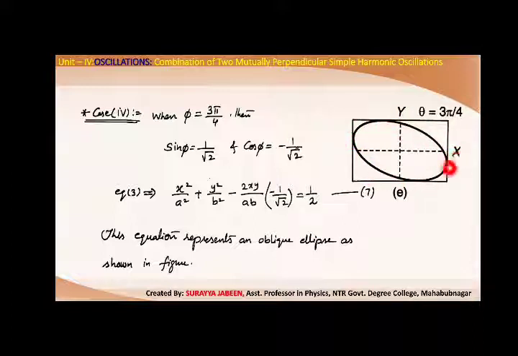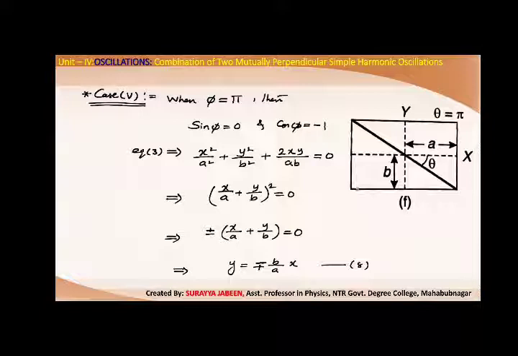This is the change. Same equation, same figure, oblique ellipse we get, but here first we got this inclination, and now we are getting it like this. The sign is changed here, so the inclination is also changed, where phi equal to 3 pi by 4 for this. Now we will take the last case, that is case 5.